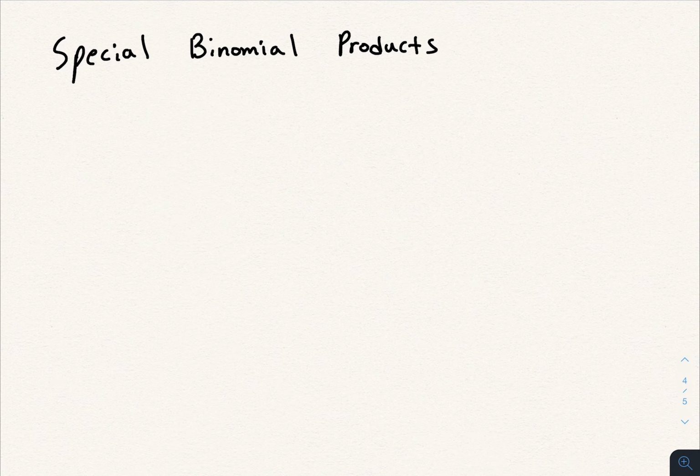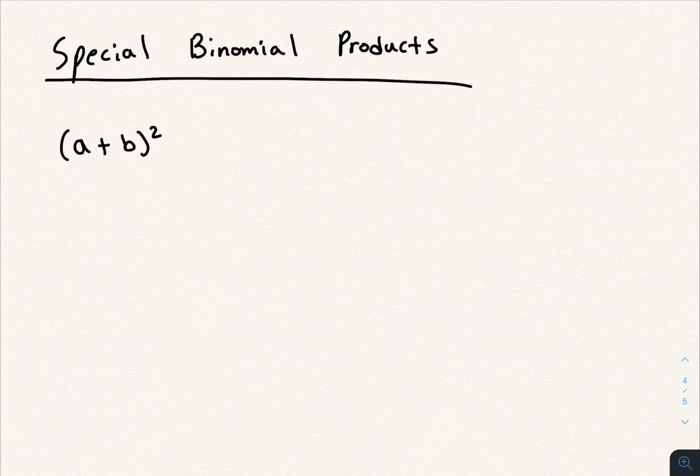Alright, so next we'll look at some special binomial products. You've probably already seen them before, you probably haven't called it this, but let's say you have something like a plus b squared. What does this mean? It means a plus b times a plus b.